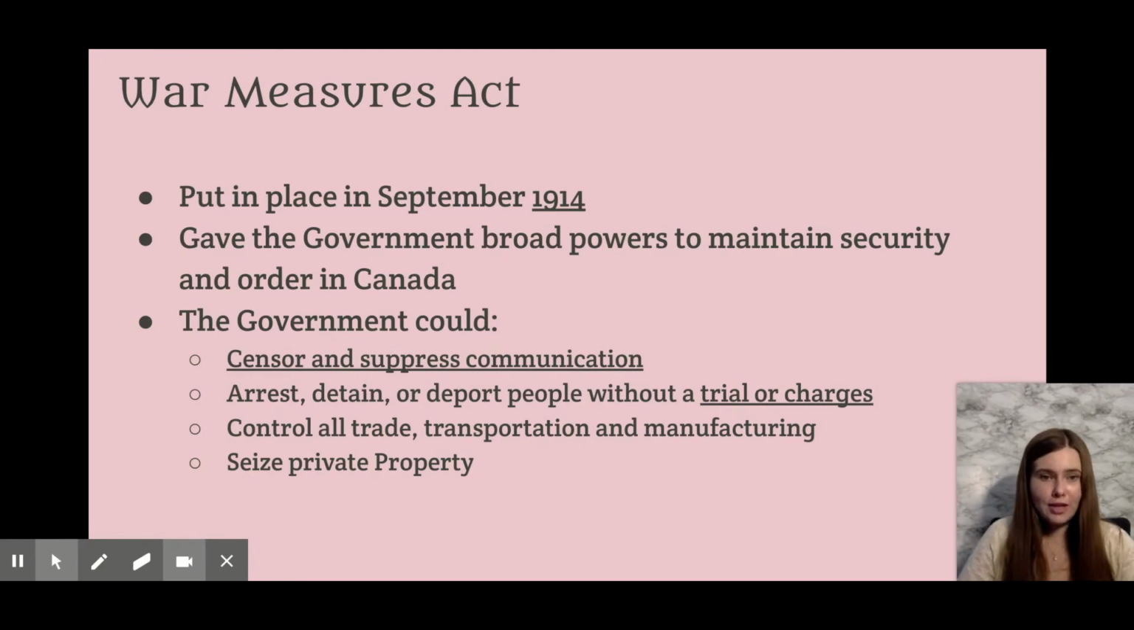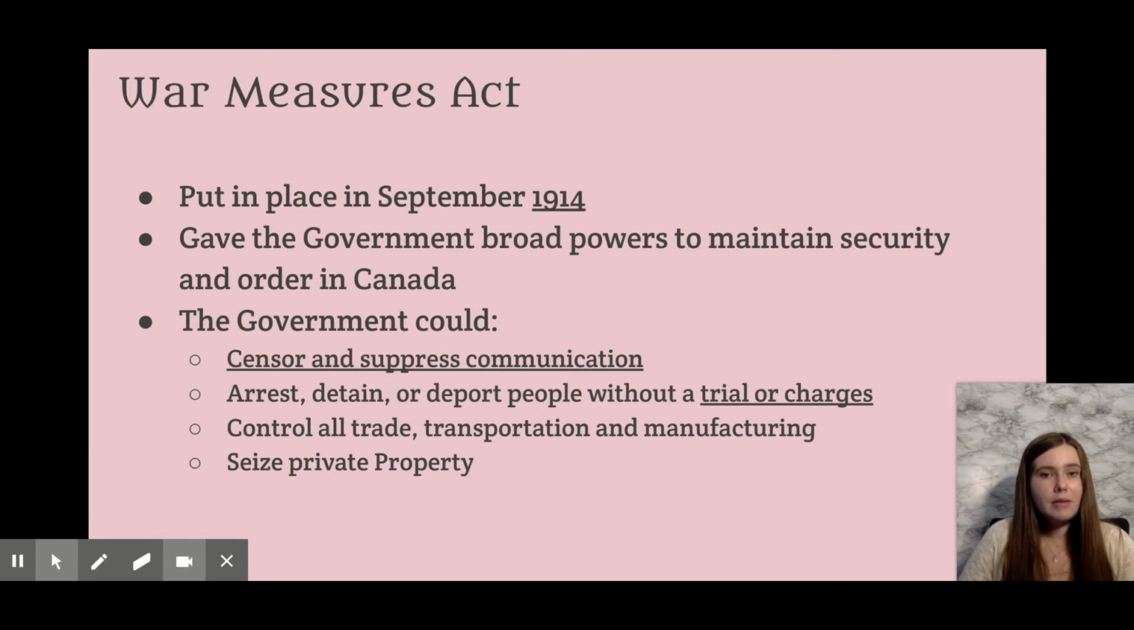So the War Measures Act. This is another act. So we have the Wartime Elections Act. We also have what's called the War Measures Act. This was put in place in September 1914. So right as the war had started, remember we declared war in August, so a month later in September, the War Measures Act comes out.